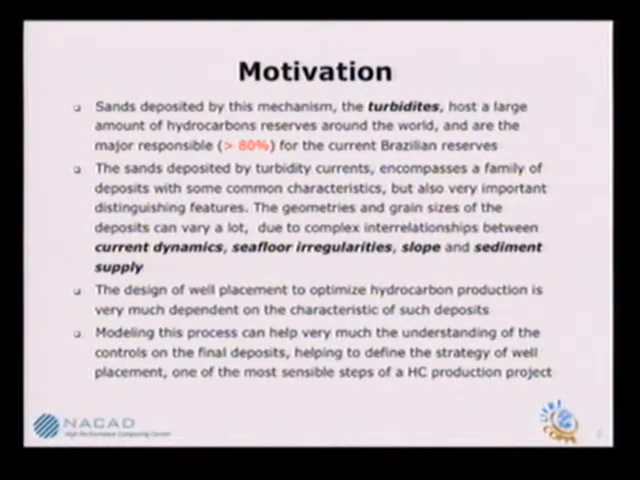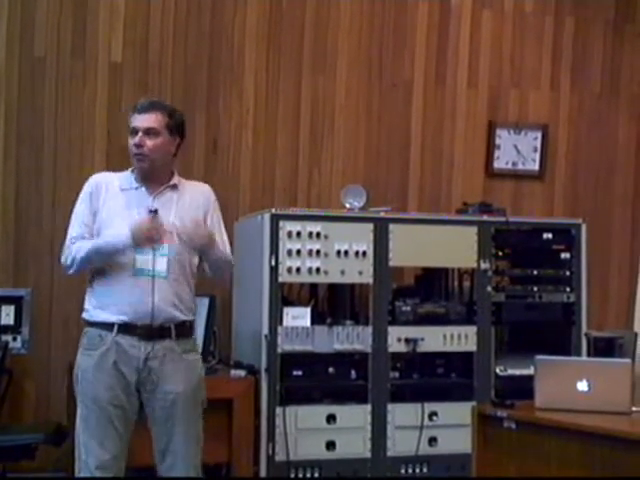The motivation is sand deposited by this mechanism. The turbidites host a large amount of hydrocarbon reserves around the world, and particularly here in Brazil they are the major contributors to the current Brazilian reserves. I'm assuming that most of you have heard about the huge pre-salt deposits in Brazil. I'm not talking about this. I'm talking about what is being exploited today, not what's going to be exploited, but what we have today.